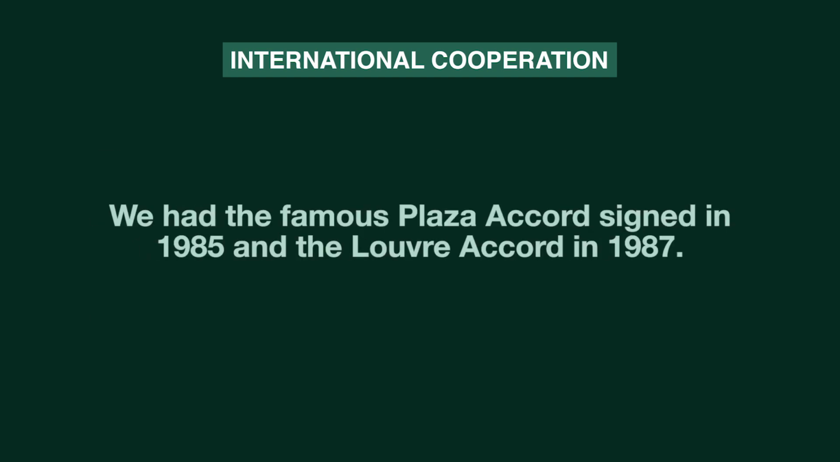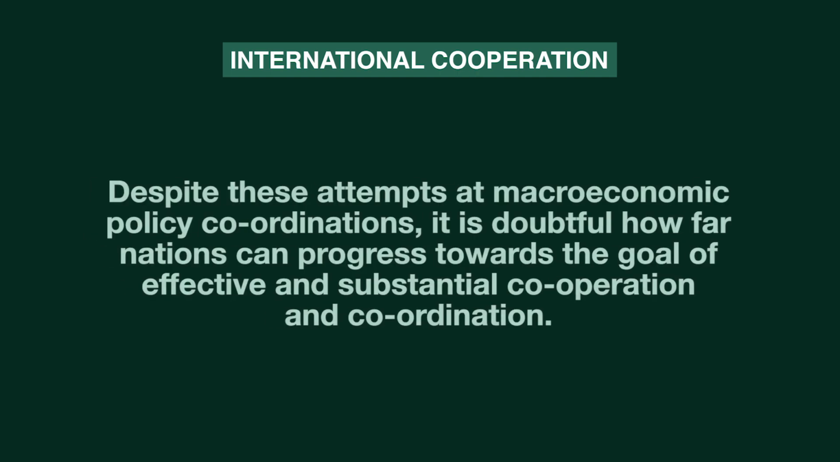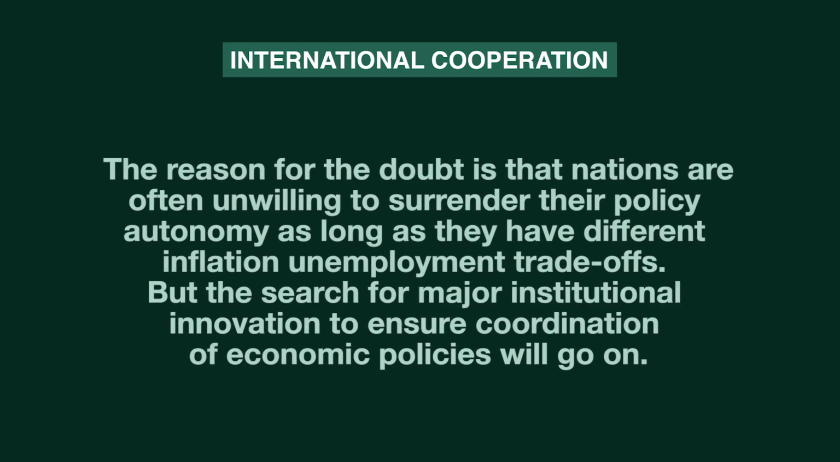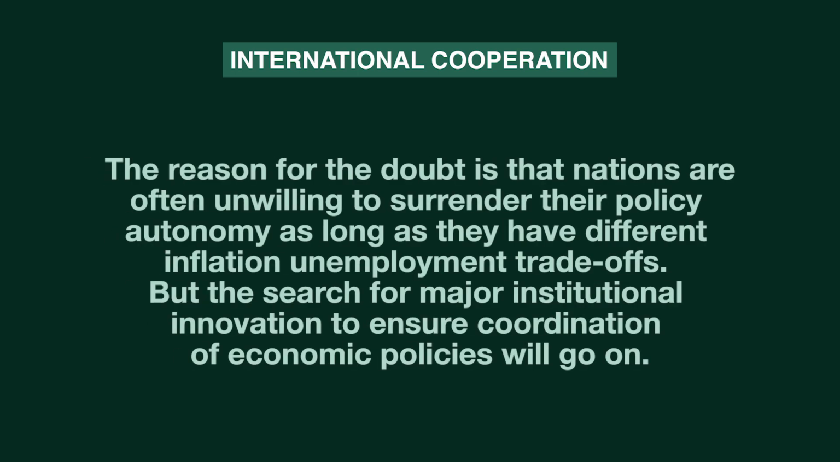So for that we had the famous Plaza Accord, which was signed in 1985, and the Louvre Accord, which was signed in 1987. Despite these attempts at macroeconomic policy coordination, it is doubtful how far nations can progress towards the goal of effective and substantial cooperation and coordination. The reason for the doubt is that nations are often unwilling to surrender their policy autonomy as long as they have different inflation-unemployment trade-offs. But the search for major institutional innovation to ensure coordination of economic policies will go on eternally.